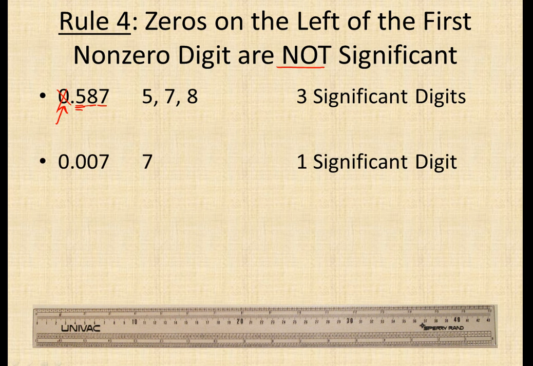Okay, in this next example, here is our first non-zero digit, and it says all zeros to the left are not significant. So we have 1 significant digit.